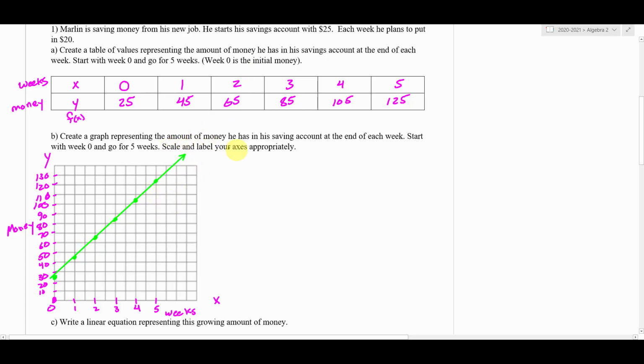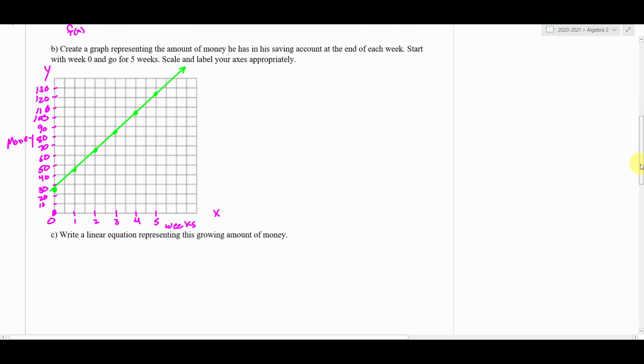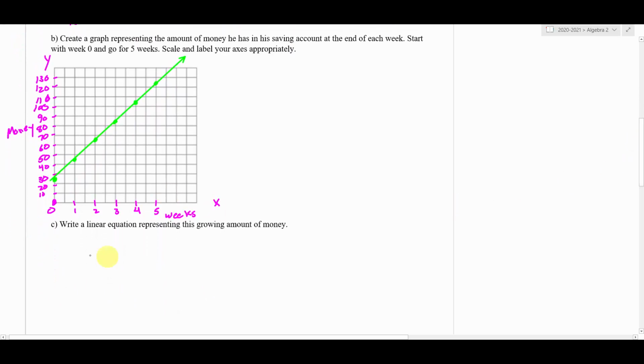Okay, so I did scale and label my axes appropriately. You can see here my labels, and my scale is consistent. I've got it labeled with money and weeks, x and y, so we're all good. So now we've got our table, we've got our graph, and now the next thing that they want to know about is our linear equation.